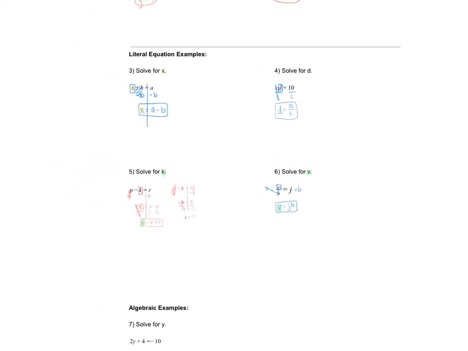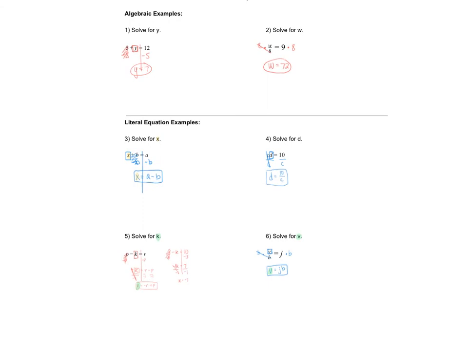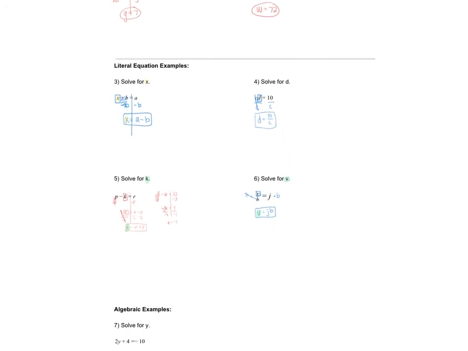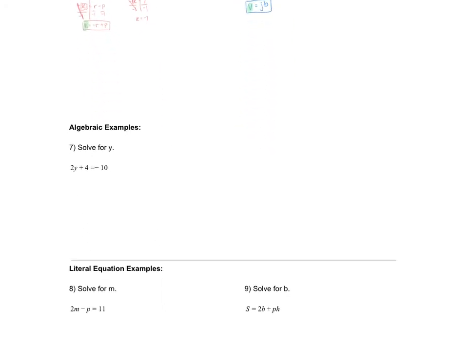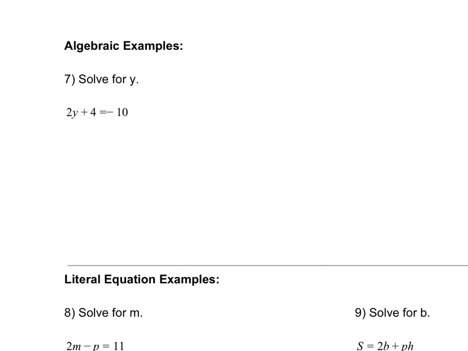All right, so that is some examples of literal equations, some one-step ones, 2-step ones. We're going to go over a couple more examples on the bottom. So now we're going to get a little bit more difficult, maybe a couple more steps.